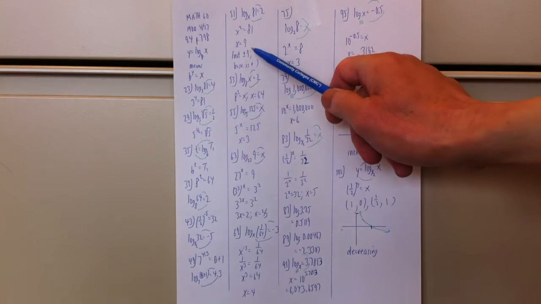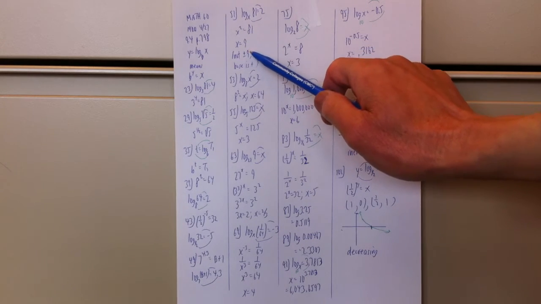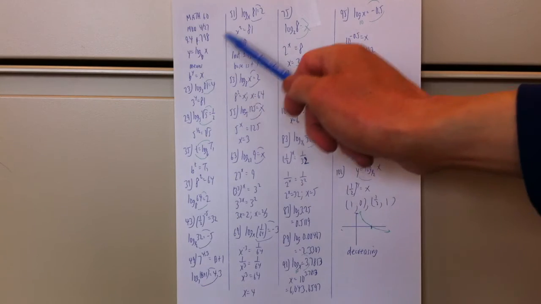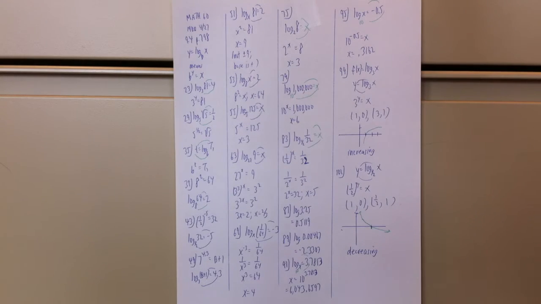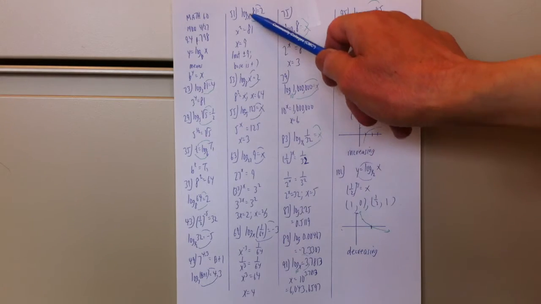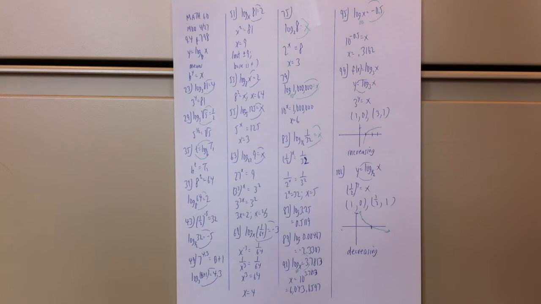Okay, and a side note, if you do the square root property, you would normally say plus or minus 9. But for logarithms, the base for a logarithm is always positive, so we don't have to worry about the negative 9. The answer is just 9.